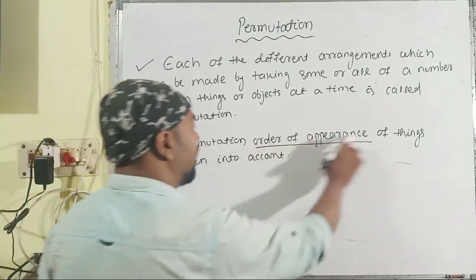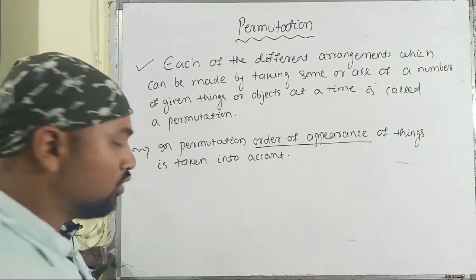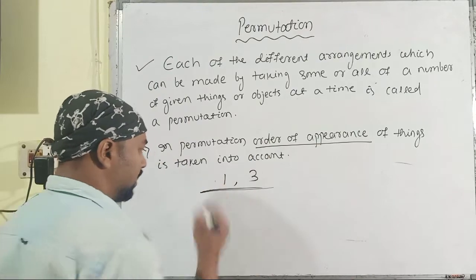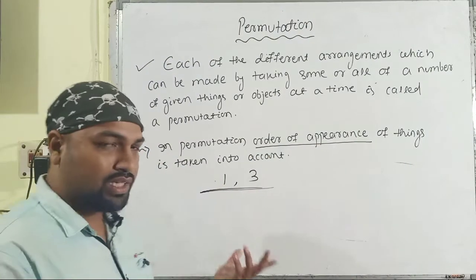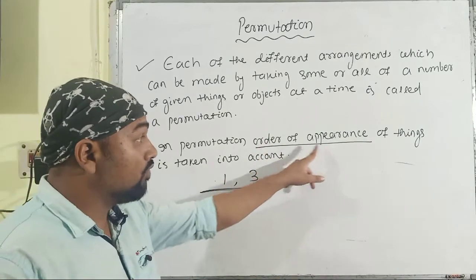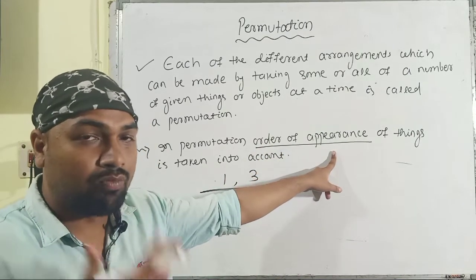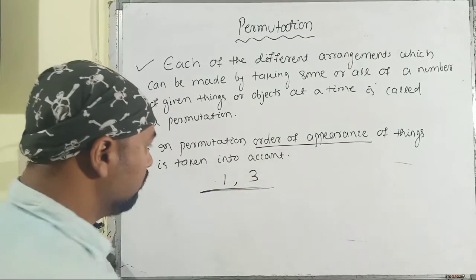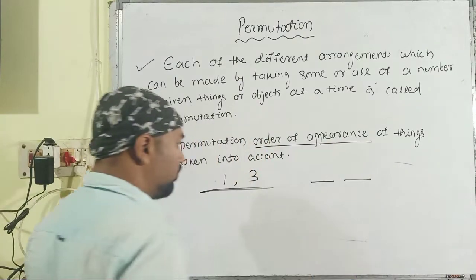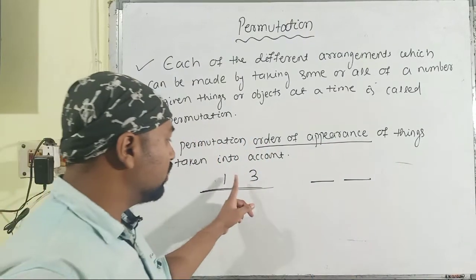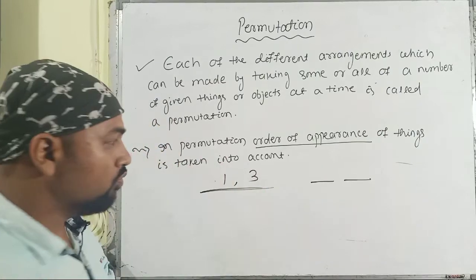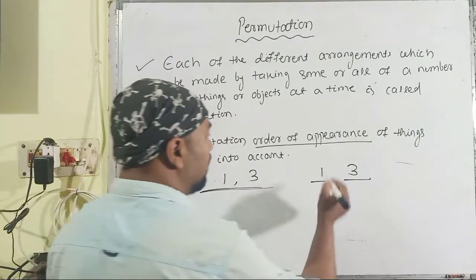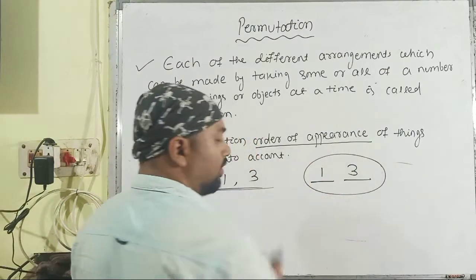So what do you mean by order of appearance? Suppose we have taken 2 digits, the first one is 1 and the second one is 3. How can we get the permutation, or the total number of arrangements, by using the order of appearance? Suppose we have to form 2-digit numbers by using the distinct digits 1 and 3. The unit place is filled up by 3 and the tens place is filled up by 1. Then the number we are getting here is 13.